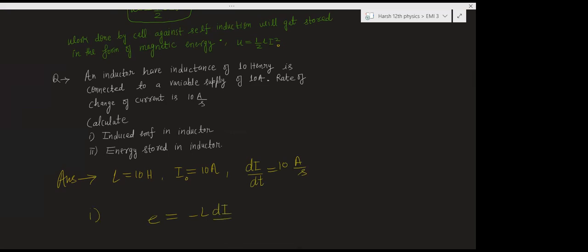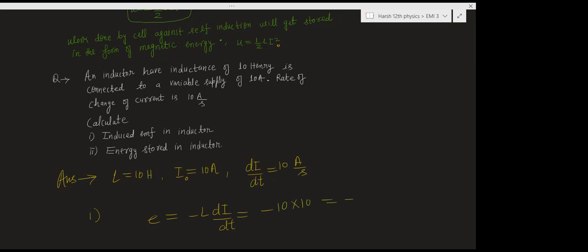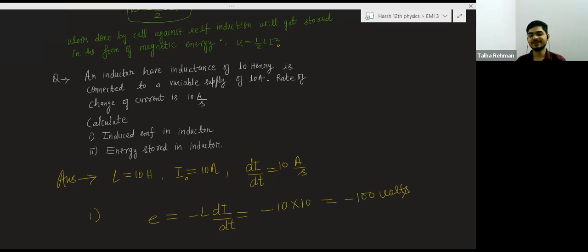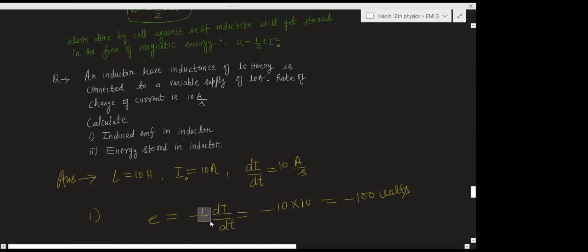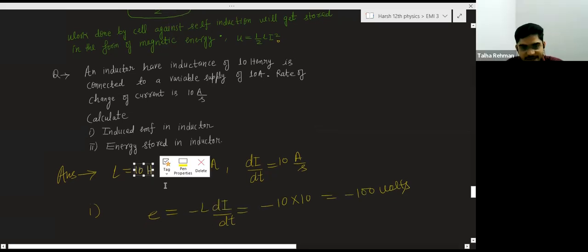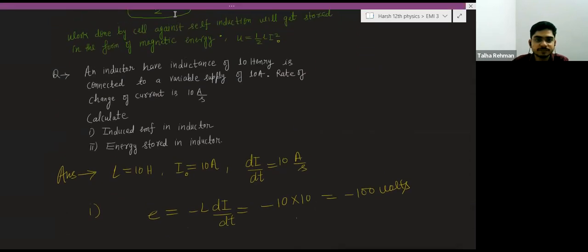E is equal to minus L di by dt. L is 10 and di by dt is 10. Simply multiply minus 10 and 10, so this becomes minus 100 volts.